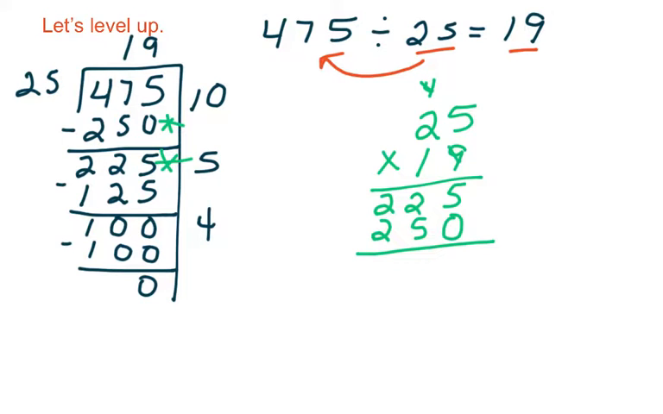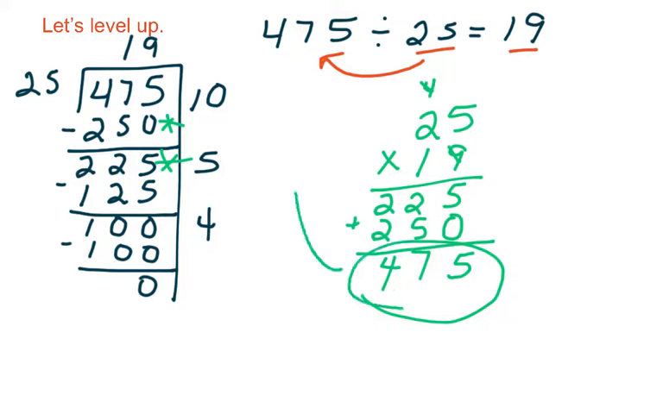All right, and I'm going to add these together to get my final product, 5, 7, 4. So when I add, you can see I'm successful here. My product is equal to my dividend. And so that tells us that 19 is the correct quotient. All right, we're going to move on to another problem.